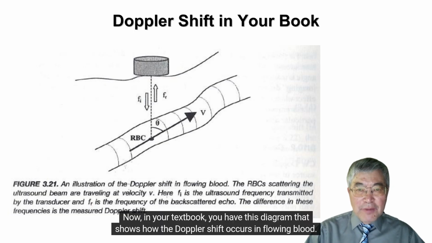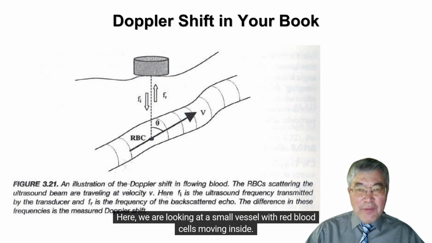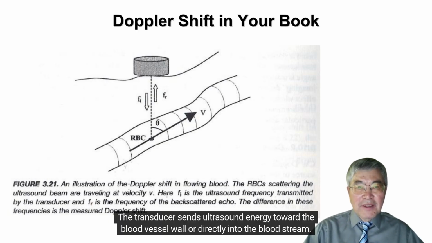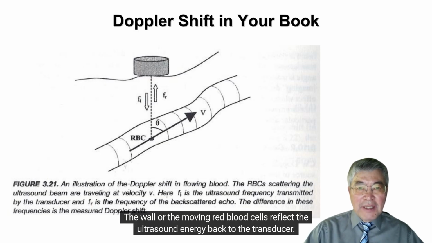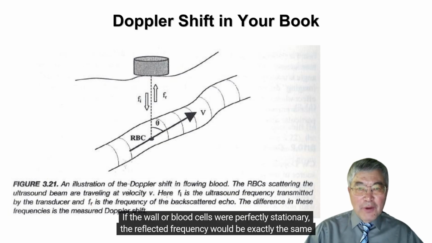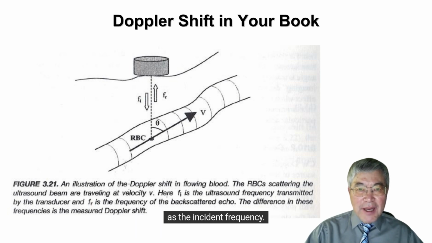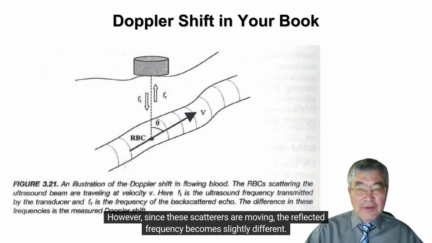Now, in your textbook, you have this diagram that shows how the Doppler shift occurs in flowing blood. Here we are looking at a small vessel with red blood cells moving inside. The transducer sends ultrasound energy toward the blood vessel wall or directly into the bloodstream. The wall or the moving red blood cells reflect the ultrasound energy back to the transducer. If the wall or blood cells were perfectly stationary, the reflected frequency would be exactly the same as the incident frequency. However, since these scatterers are moving, the reflected frequency becomes slightly different.